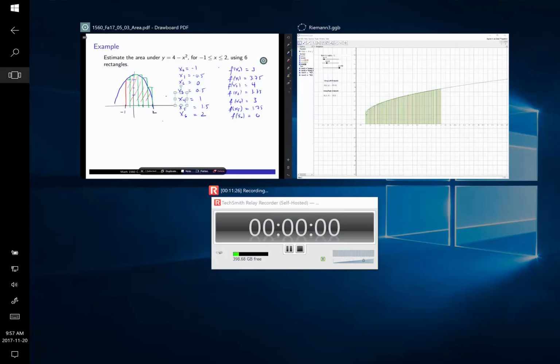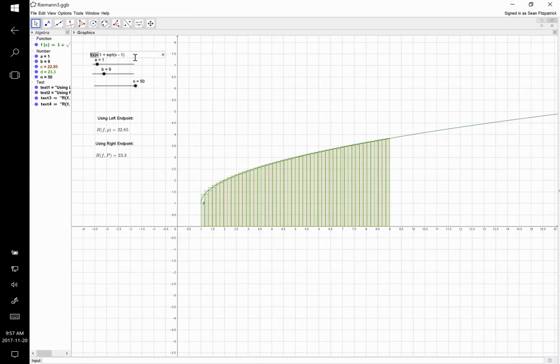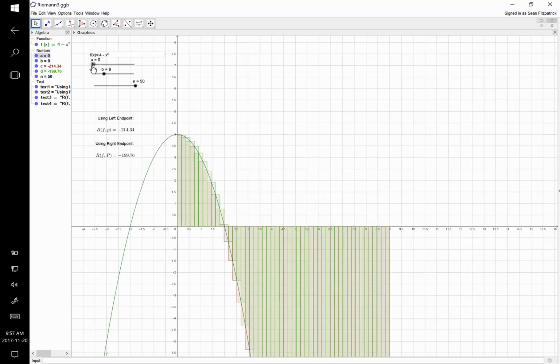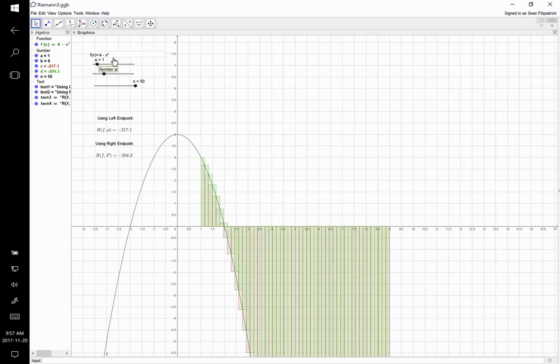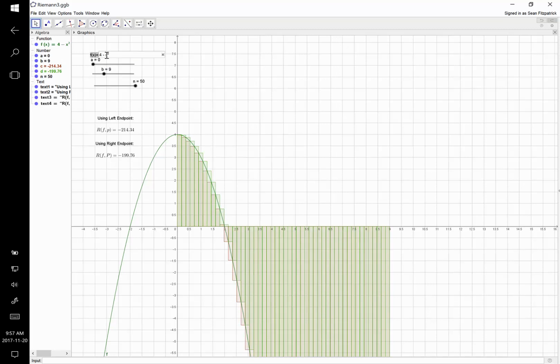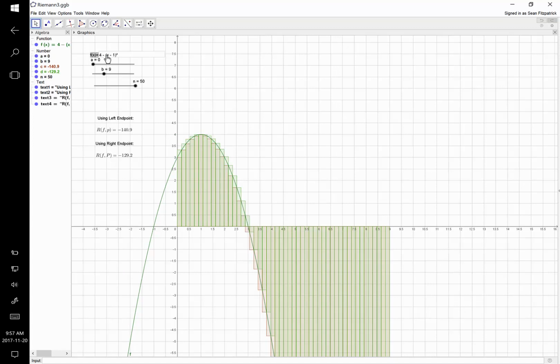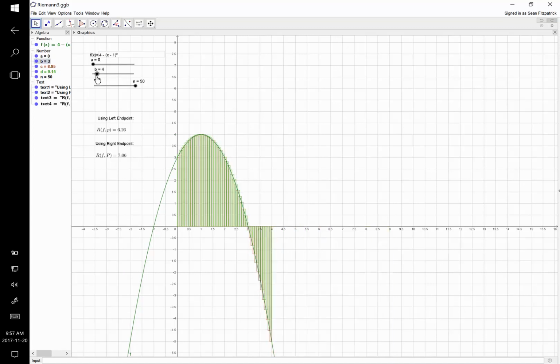And just to save ourselves some calculator work, let's see what the computer does with that. We're going to go 4 minus x squared. It won't let me do -1, so let me shift things over a bit. If we shift it 1 unit to the right, so x minus 1, and instead of going from -1 to 2, we'll go from 0 to 3, that should give us the same sort of picture. And we want 6 rectangles.